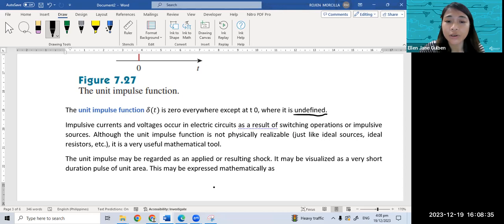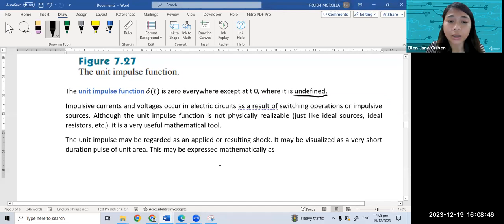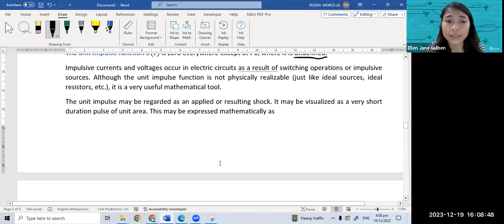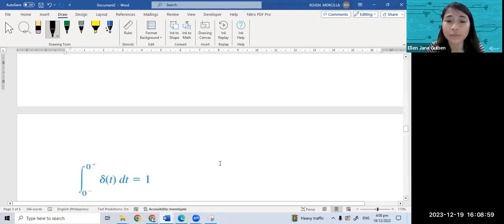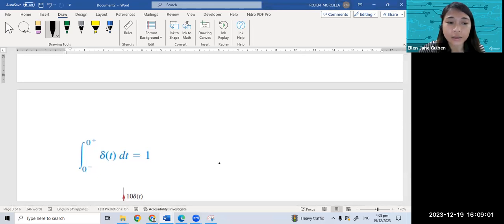Although the unit impulse function is not physically realizable, just like ideal sources and ideal resistors, it is a very useful mathematical tool. The unit impulse may be regarded as an applied or resulting shock. It may be visualized as a very short duration pulse of unit area. This may be expressed mathematically like this. If we integrate delta t within the limits of 0 minus to 0 plus, you get a value of 1.